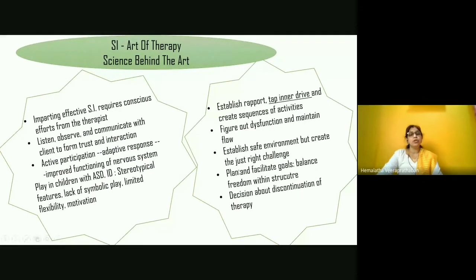If I want to talk about ASI, I can talk about it for a day, but considering the time, I would really love to share the art of therapy, because SI requires a conscious effort from the therapist.